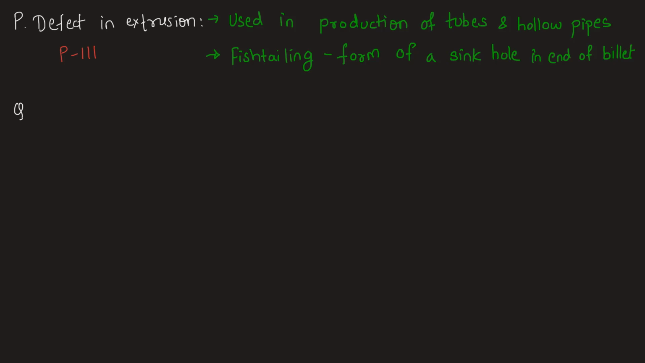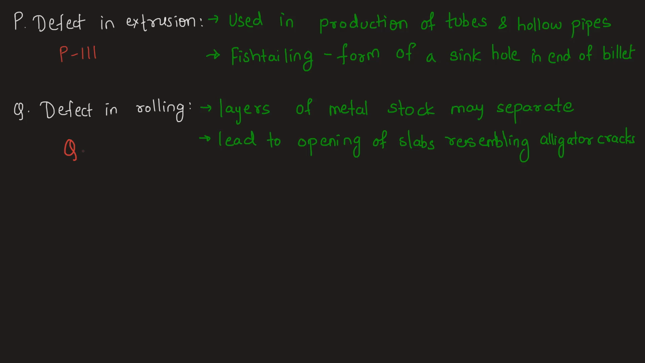Next one, Q, is given to be defect in rolling. Rolling, as we know, is used in production of sheets. Now during rolling, what happens is layers of metal stock may separate from each other, and this leads to the opening of the slabs, which resembles alligator cracks, or which resembles the patterns on skin of alligator, and therefore they are called alligator cracks. So we see Q matches with alligator, that is given in 1.